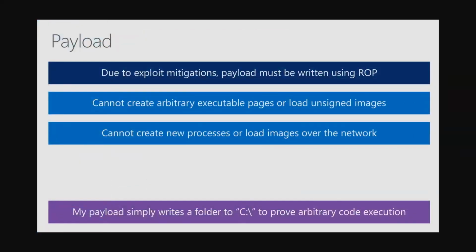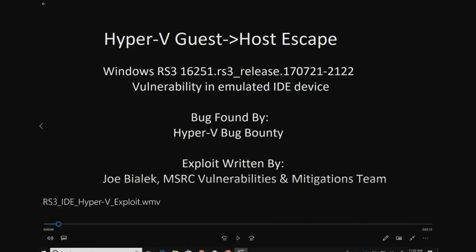And I guess it's worth mentioning that this payload was fairly simple. Due to all of the exploit mitigations that have been applied to the VM worker process, any payload you write has to be full ROP. And I didn't really have time to create a super complicated ROP payload. And so I opted to do something a bit easier, which is that I just wrote a ROP payload that would create a new folder on the hard drive, just so that I could demonstrate that I do, in fact, have arbitrary code execution. I can go ahead and demo this one now.